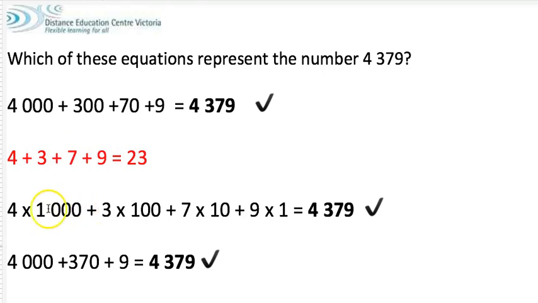Here's another way. 4 groups of 1,000, which is the thousands column, 3 groups of 100, which is the hundreds column, 7 groups of 10, which is the tens column, and 9 ones. So that is correct. And of course you can organise the numbers any other way you like. All you need to do is say them. 4,370 plus 9. 4,379.